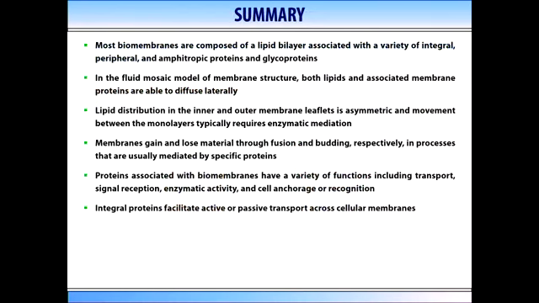Okay, so what did we talk about today? Most biomembranes are composed of lipid bilayers associated with a variety of integral, peripheral, and amphitropic proteins and glycoproteins. In the fluid mosaic model of membrane structure, both lipids and associated membrane proteins are able to diffuse laterally. So you can treat this fluid mosaic model as an ocean with icebergs floating in it. The only difference from the ocean is that it's two-dimensional instead of three-dimensional.